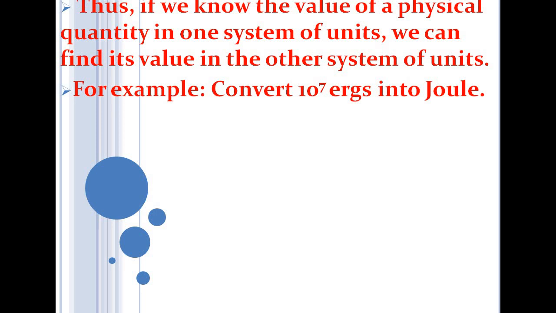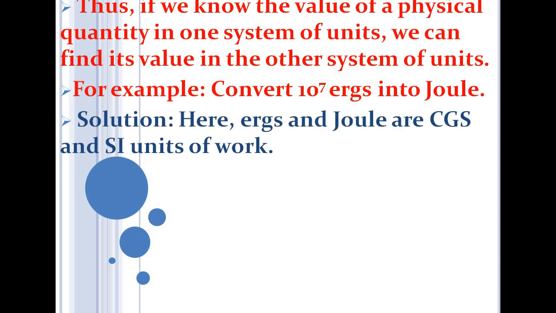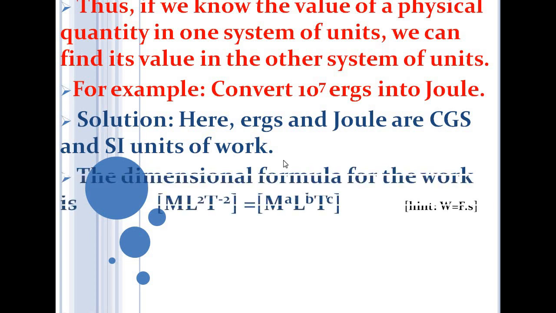Let's see an example. Let's convert 10 power 7 erg into joule. We are familiar with the units joule and erg. Erg is a CGS unit and joule is an SI unit of work. And what about the dimensions of the work done? The dimension of work done is ML2 T minus 2.